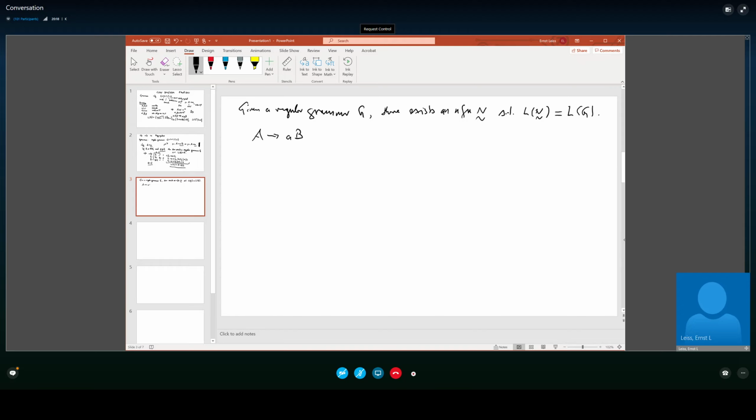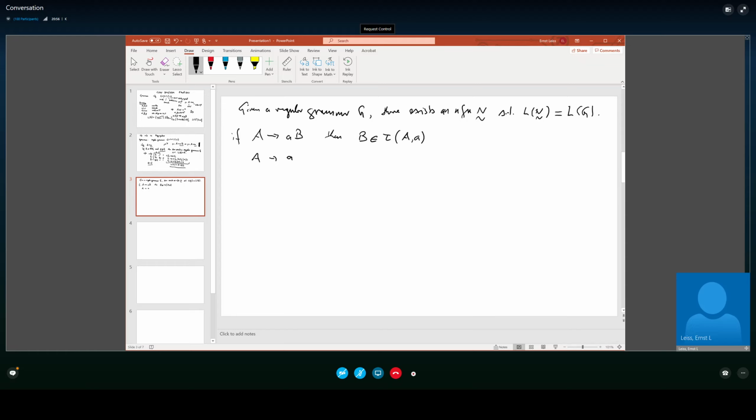We have A goes to little a B, or A goes to little a. So if the production is A goes to aB, then you have tau of A and little a contains B. Well, this is a non-deterministic finite automaton. So B is an element of tau of A and little a.